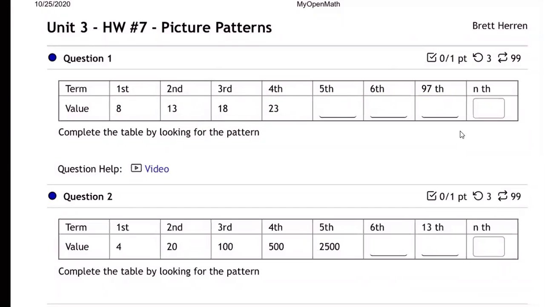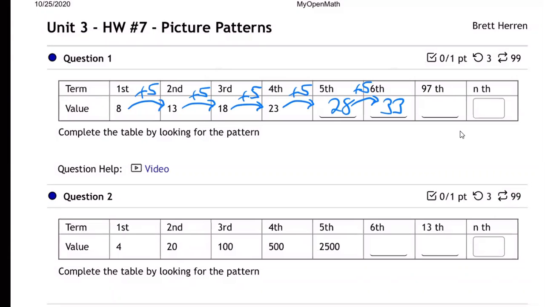So let's try it. So how are we going to do it? Well, you can tell what's happening from number to number because we're just adding 5. That's the first and clear observation. So we add 5. This would be 28. We add 5. This would be 33. So that's pretty easy. But how do we get out to the 97th term? That's not so easy. We're going to need the pattern.